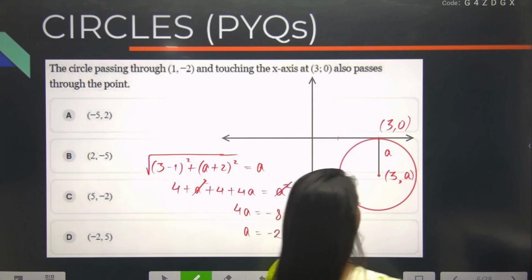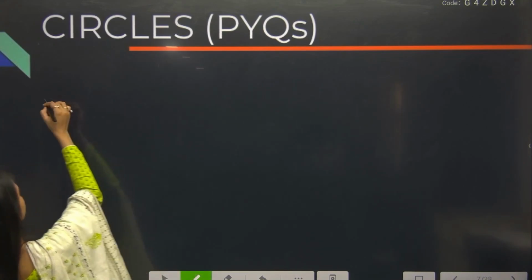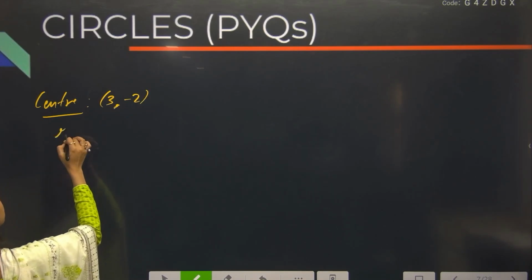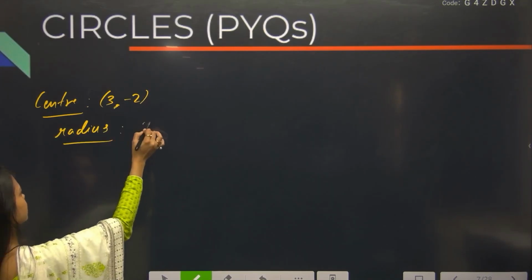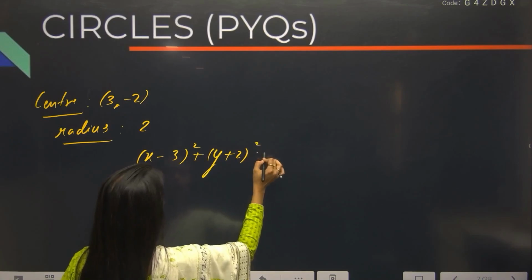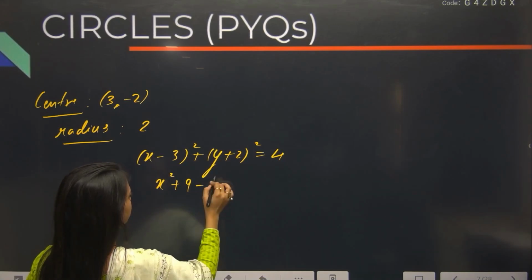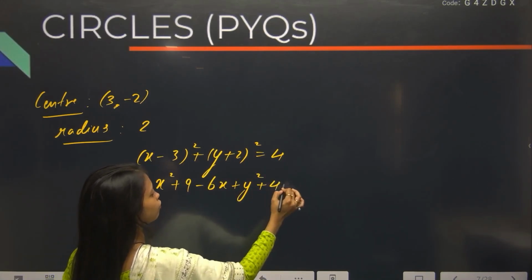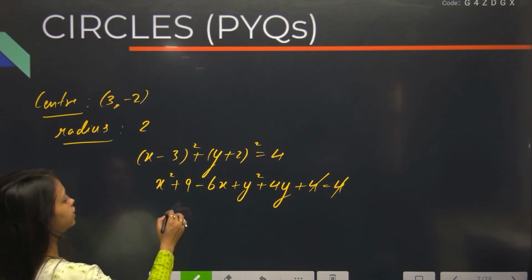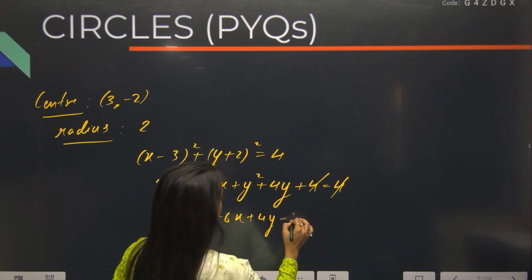You already have a point 3 comma 0. Center is 3 comma minus 2. Radius is 2. So what's the equation? X minus 3 whole square plus y plus 2 whole square equals 4. X square plus 9 minus 6x plus y square plus 4y plus 4 is equal to 4. So it is x square plus y square minus 6x plus 4y minus 9 equals 0.